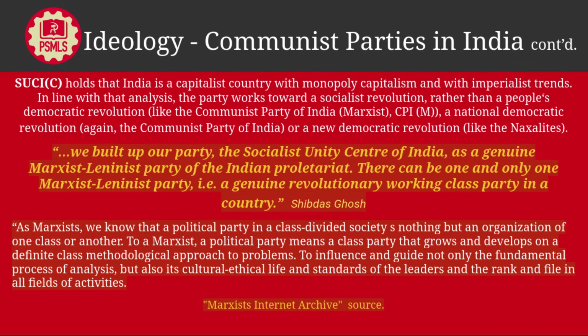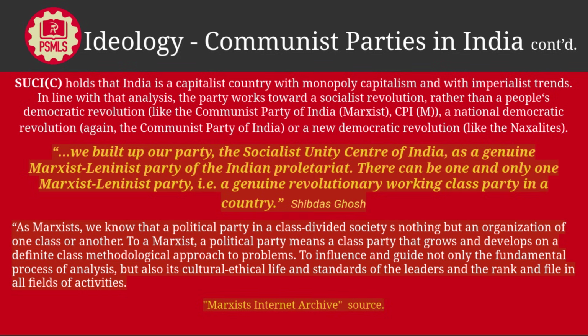SUCI holds that India is a capitalist country with monopoly capitalism and with imperialist trends. In line with that analysis, the party works towards a socialist revolution rather than a people's democratic revolution, like the Communist Party of India (Marxist), or CPIM, a national democratic revolution, again the Communist Party of India, or a new democratic revolution like the Naxalites. I didn't get any info on the Naxalites.